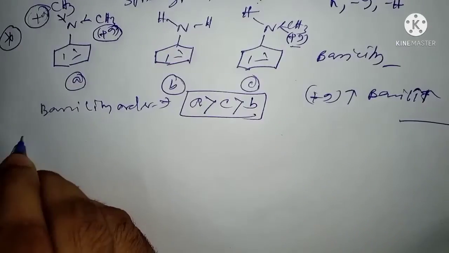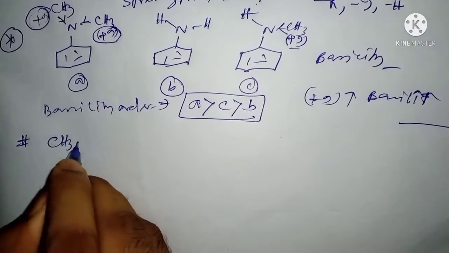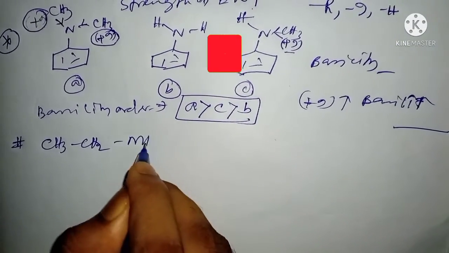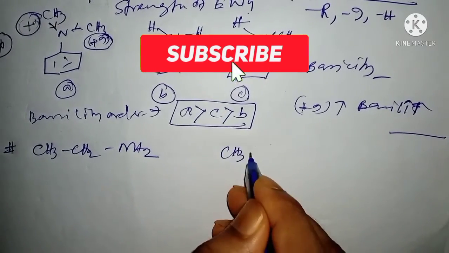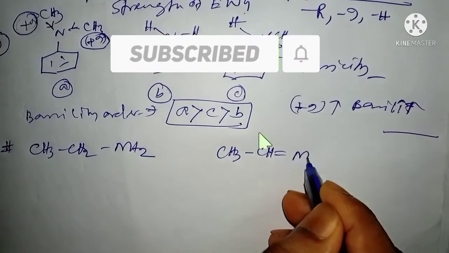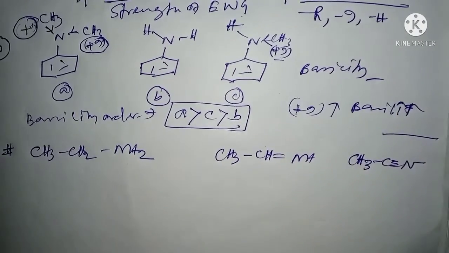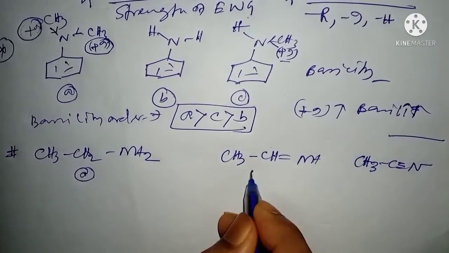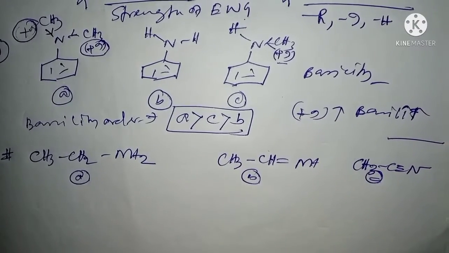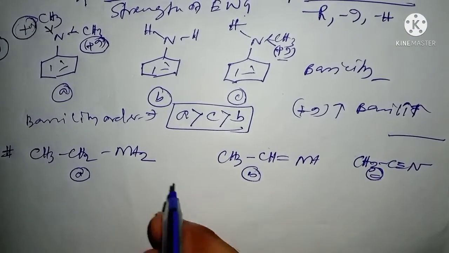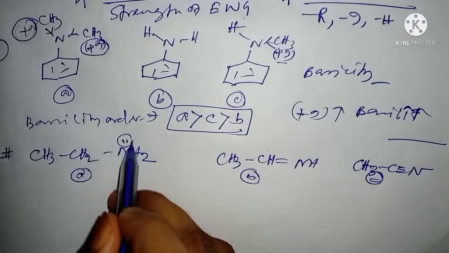This is the order. CH3CH2NH2 is A. Now CH3CH=NH is B. Now CH3C≡N is C. Now calculate the basicity order. First check the hybridization. There is a lone pair on each.